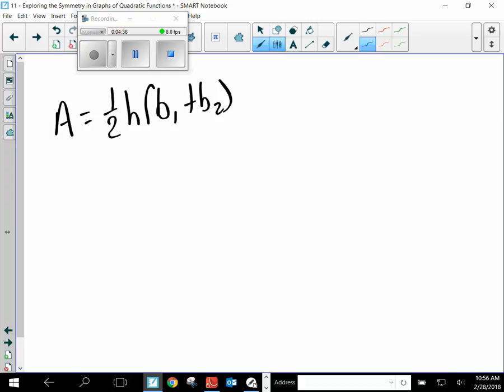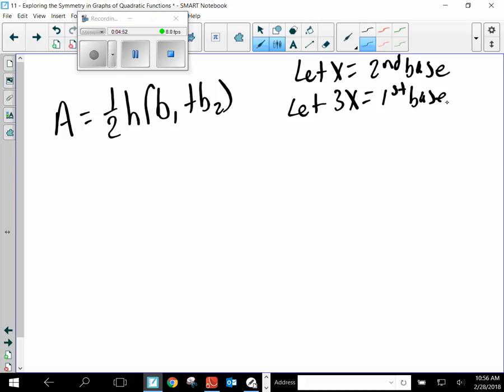So let's set up some let statements here. So notice everything's based on the second base. So let x equal the second base. Let 3x equal the first base. And let x minus 2 equal the height. And now I'm just going to plug everything in.